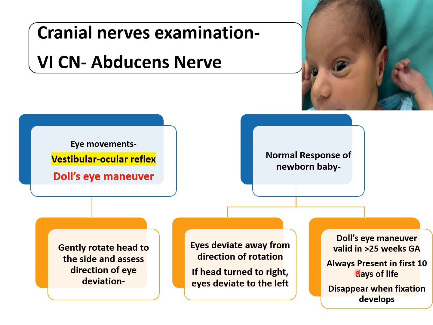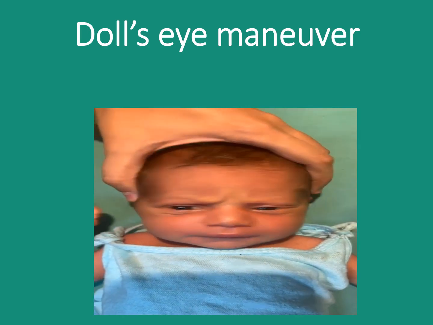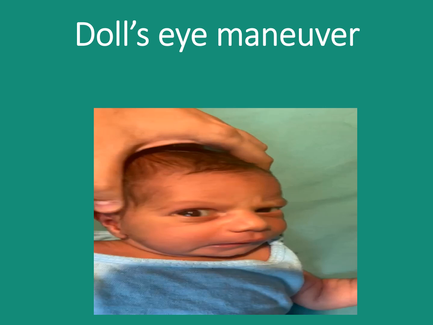Doll's eye maneuver is valid in more than 25 weeks of gestational age, always present in the first 10 days of life, and disappears when fixation develops. Here in this video you can see the head is turned toward the left side and the eyes are deviated toward the right side. This is the Doll's eye maneuver.